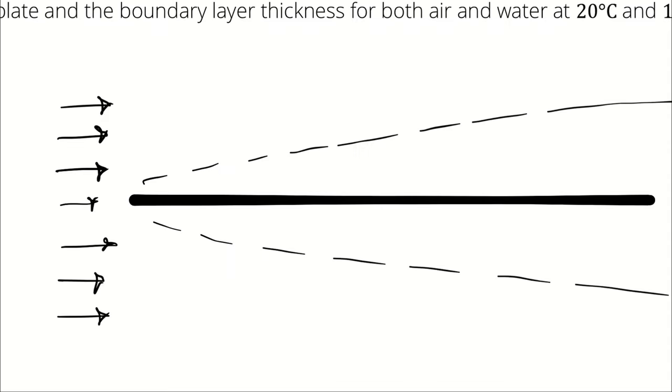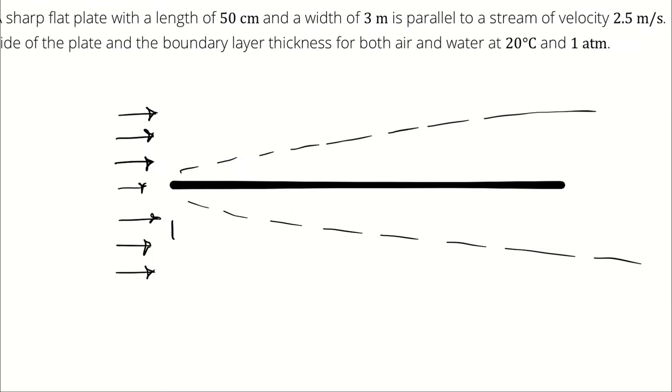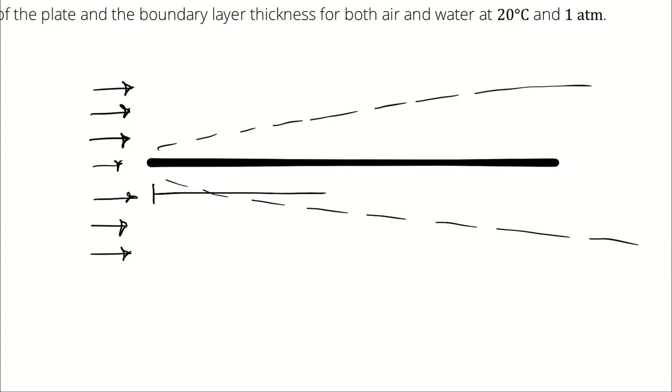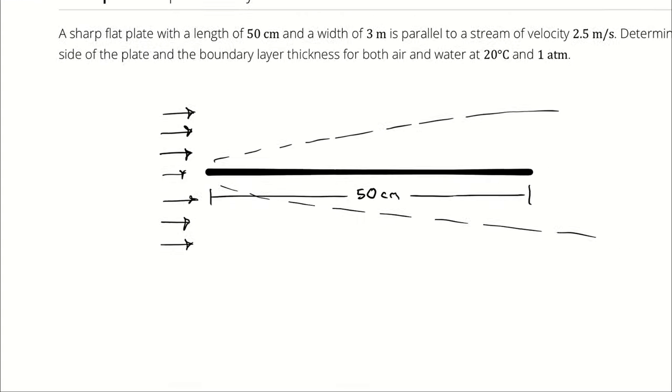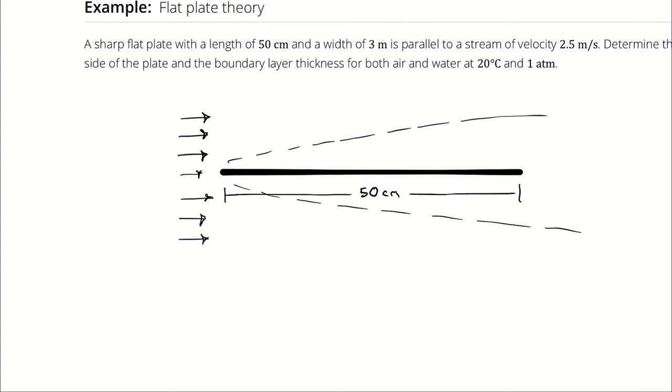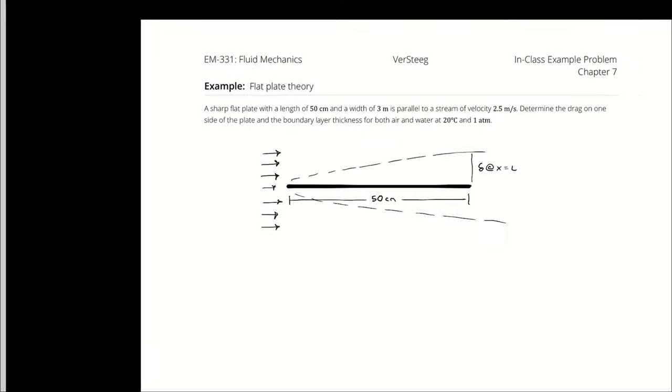So we are developing a boundary layer, and that boundary layer is going to exert a drag force on the plate. We know the plate is 50 centimeters long and 3 meters wide, which is going to be in and out of the screen from this perspective. And I want to know the boundary layer thickness at the end, and the drag force for both air and water.